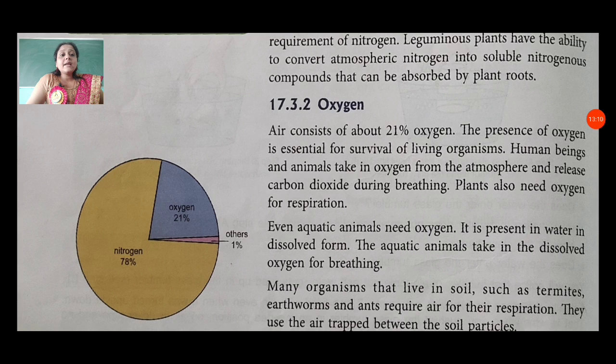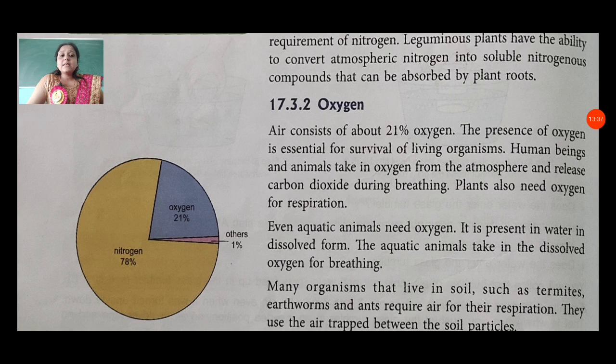Even aquatic animals need oxygen to live their life. It is present in water in dissolved form. Oxygen is already dissolved in water, so aquatic animals get oxygen easily. The aquatic animals take in the dissolved oxygen for breathing.